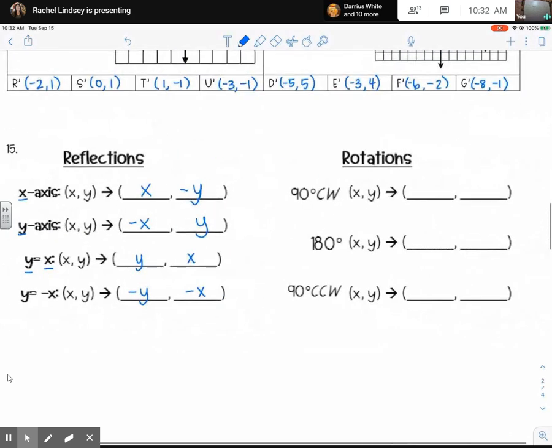Okay, then with 90 degrees, we always switch the x and the y. And then to find out which one's negative, clockwise goes to the right, so our negative goes to the right. We'll have y, negative x. On counterclockwise, that goes to the left, so our negative goes to the left. So negative y, x. And then on 180, all you do is change their signs.